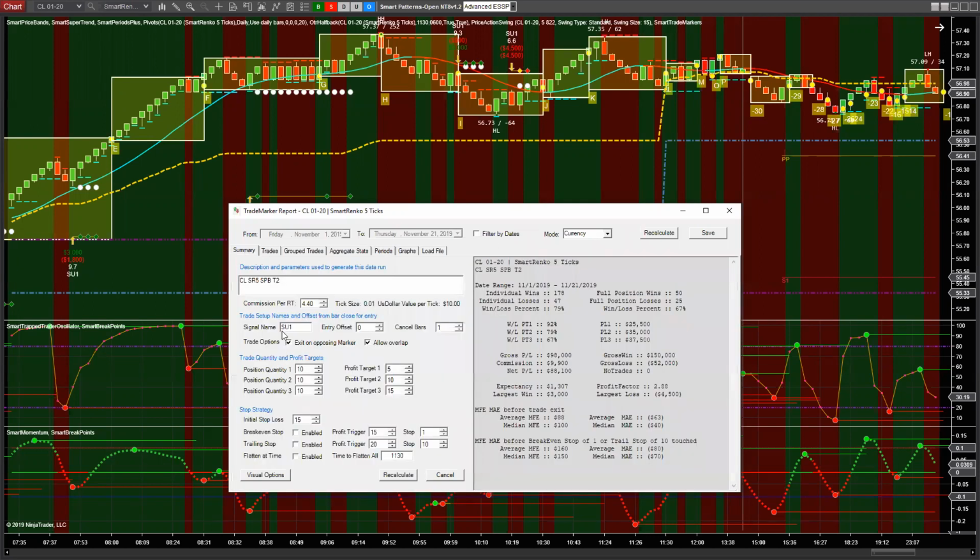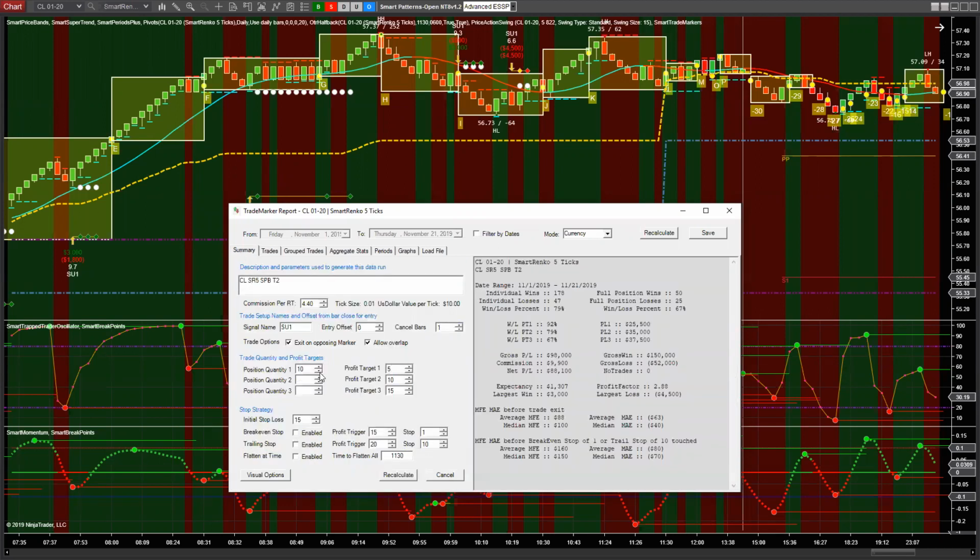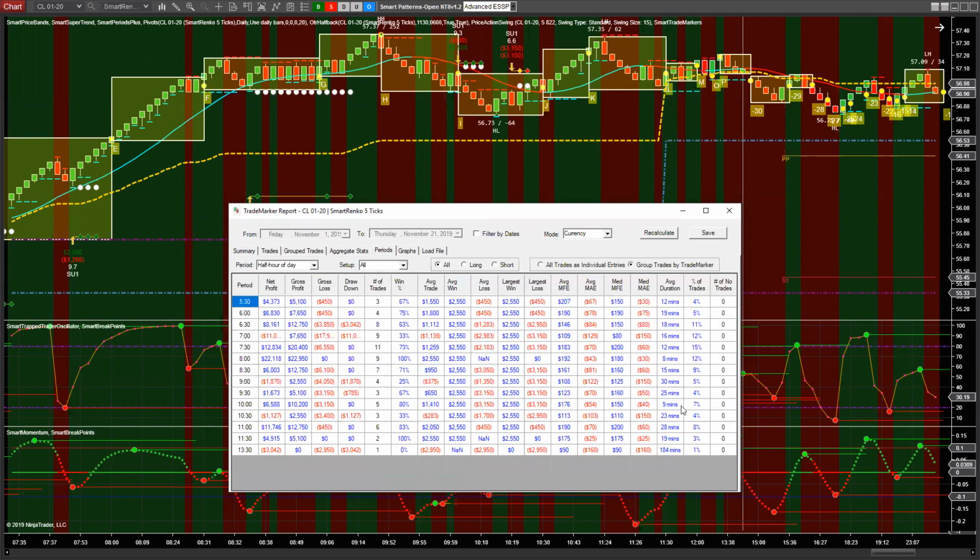I could come back over here and just take it back down to 1 position, just for a scalping system. And I could look at these periods and see what the performance is for any given period. I'm not sure that's correct actually. Why is that? Let's see. These trades should be much shorter than that. Something's going on there.